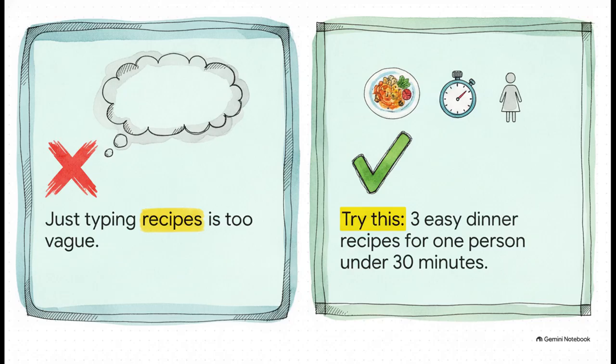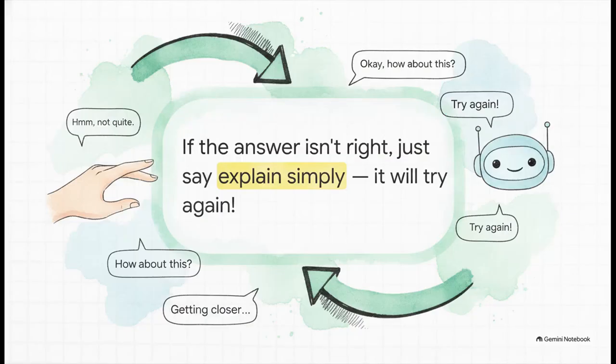By specifying the exact number of recipes, the type of meal, the portion size, and the time limit, the AI doesn't have to guess what you want. It can deliver exactly what you asked for on a silver platter. But what happens if the AI gives you an answer that's still a bit too complicated or just not quite right? Don't worry, there are no mistakes here, and you absolutely cannot break the AI by asking the wrong question.